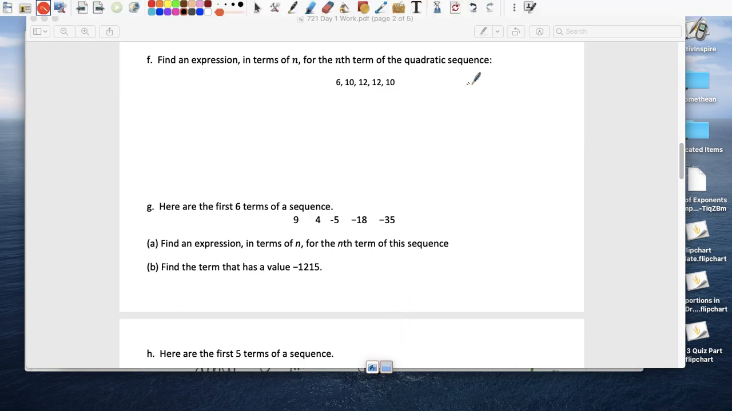So again, guys, this is the same thing over and over. Just more practice.